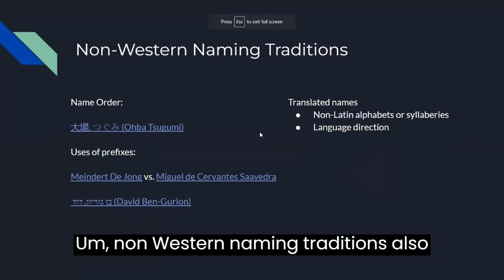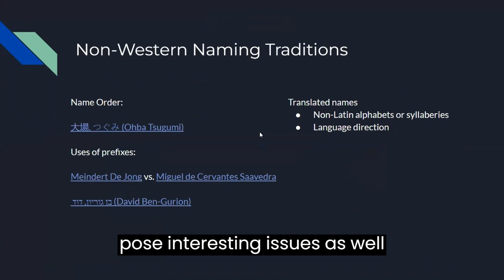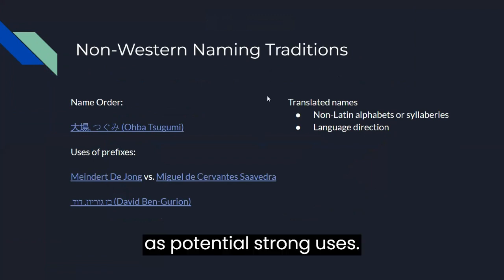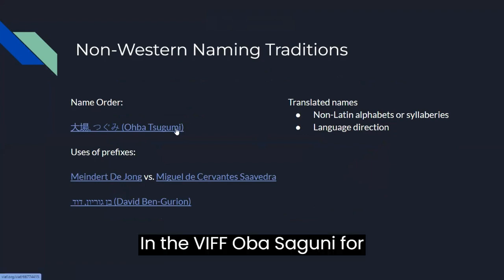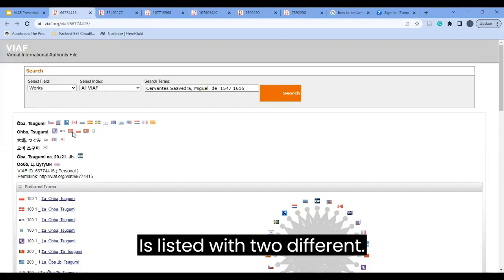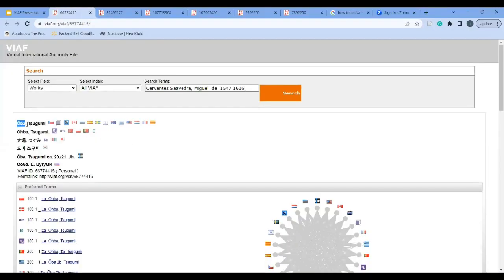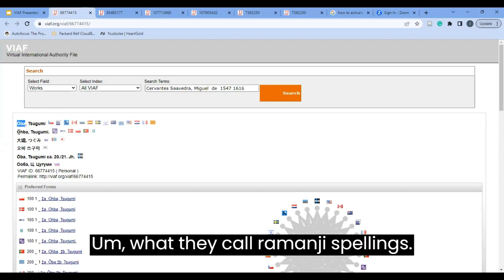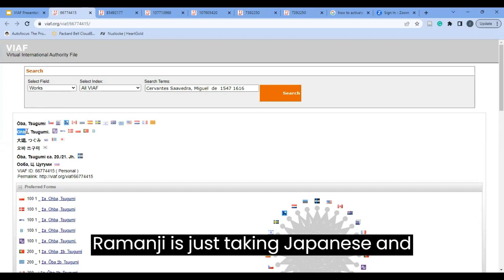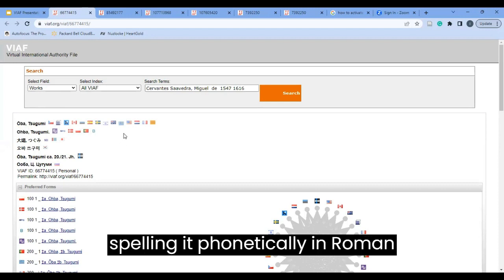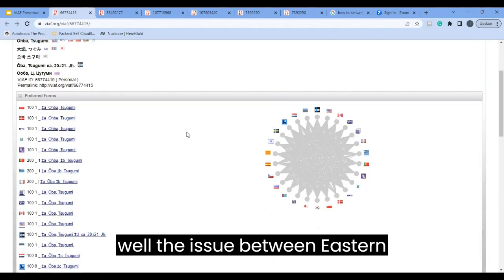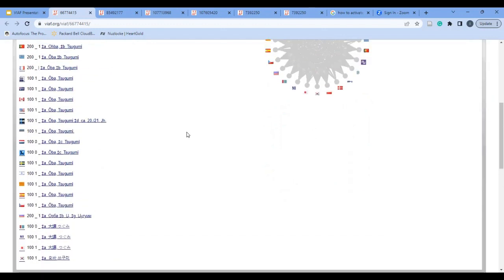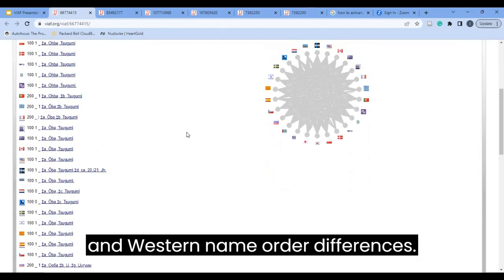Non-Western naming traditions also pose interesting issues, as well as potential strong uses in the VIAF. Oba Sugumi, for instance, is listed with two different what they call Romanji spellings. Romanji is just taking Japanese and spelling it phonetically in Roman letters. It does clear up pretty well the issue between Eastern and Western name order differences.